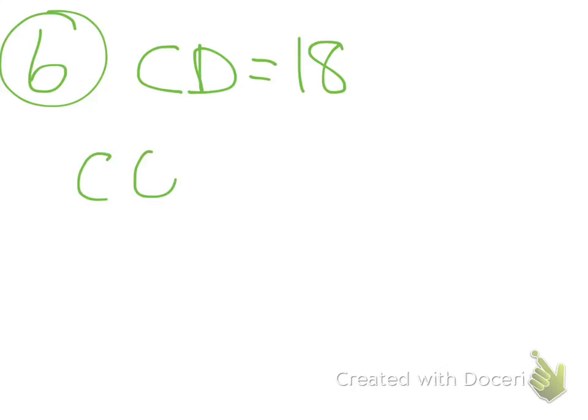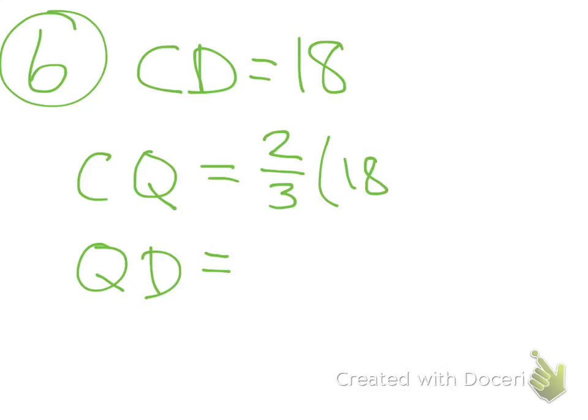On number 6, they give you the entire length of the median. They're saying that it's 18. We want CQ and QD. Which one's longer, CQ or QD? CQ. So CQ is where I'm going to do the 2/3 times 18. QD is where I'm going to do the 1/3 times the 18. Anyone know either of those?